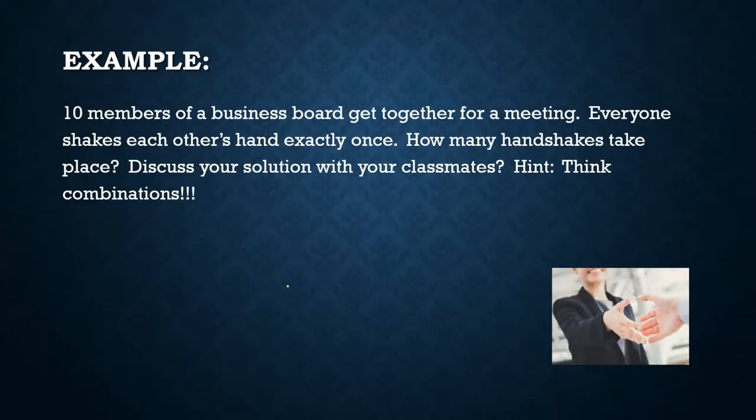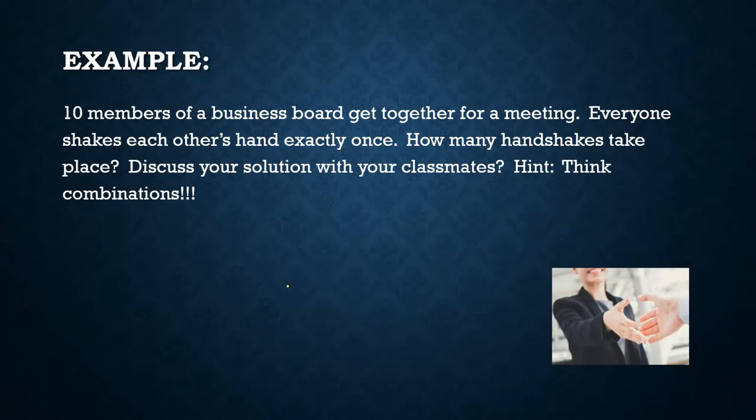So here we have 10 members of a business board, and they're getting together for a meeting. And just like with a lot of meetings, everyone's going to shake each other's hand. So everybody wants to shake everyone else's hand, and you're not going to shake the same person's hand twice. So if everybody needs to shake hands, how many handshakes take place? So on the surface, it may not look like a problem that involves combinations, but it actually does.